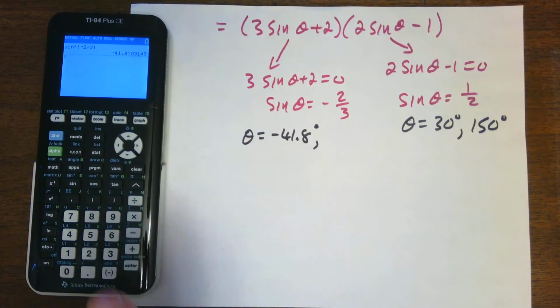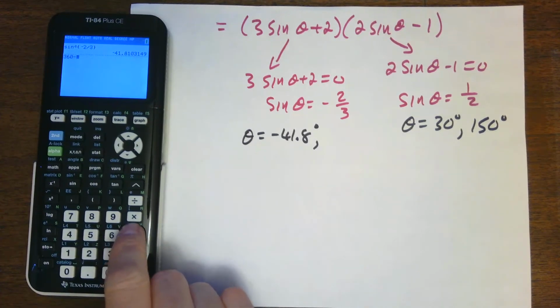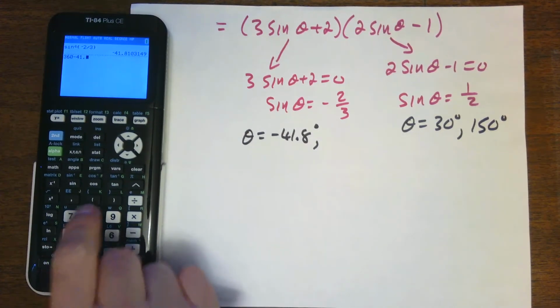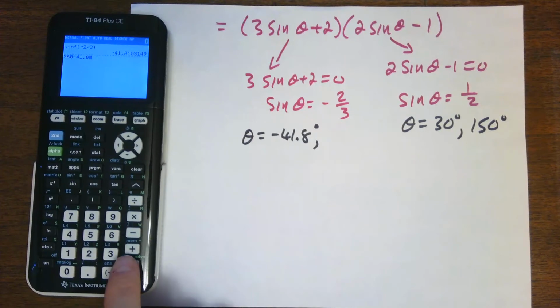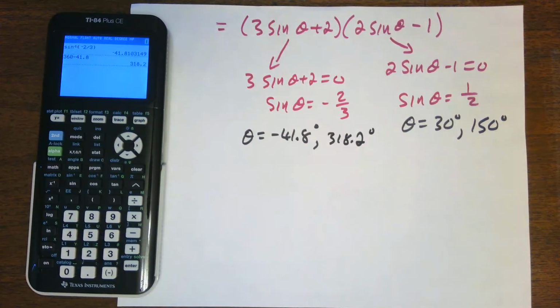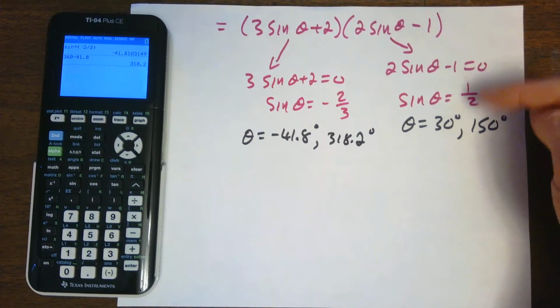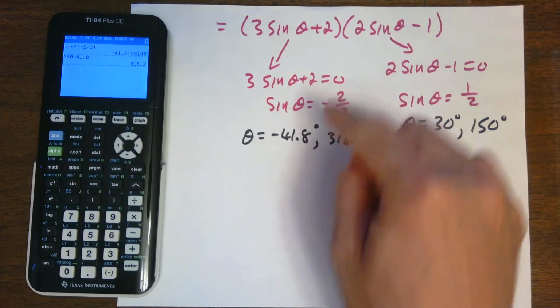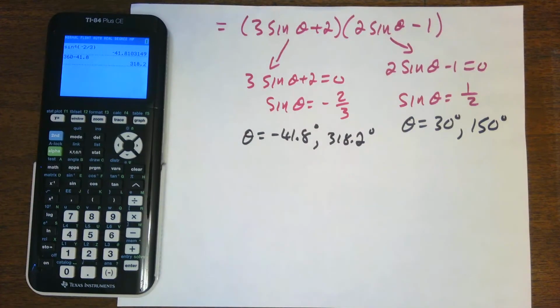So if I take 360 minus 41.8, I'm going to get 318.2. So there they are, the 4 solutions. One of them was a nice, well-behaved unit circle angle. We should know that. The other one, clearly I needed a calculator. Couldn't do anything for that.